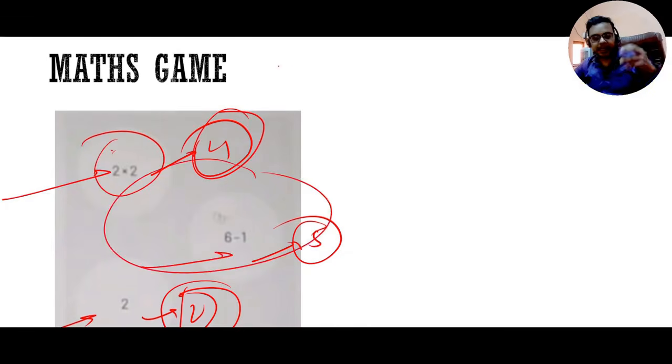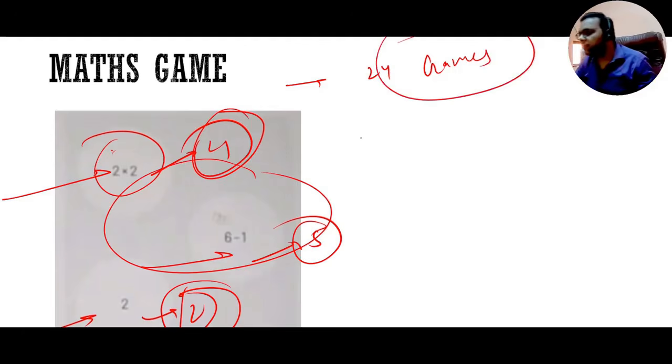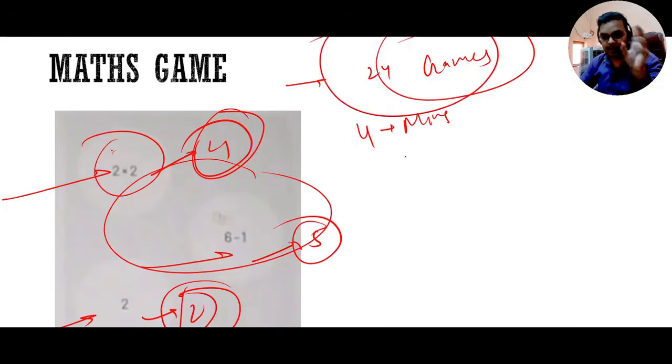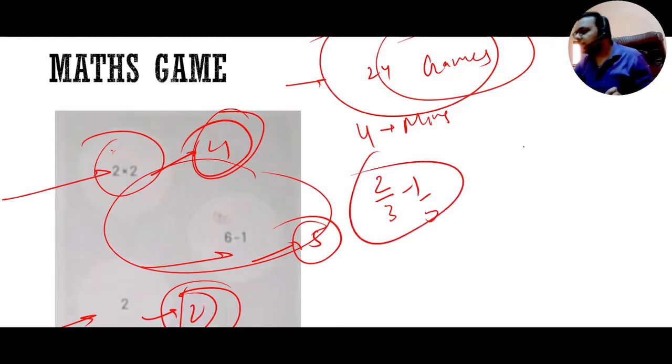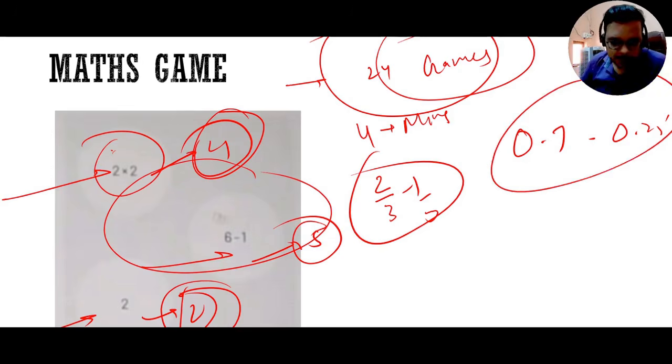Now what is the main catch in this game? You need to complete 24 games within a very small time, around 4 minutes. The starting questions will be in decimal numbers like this, which I am showing, but later you will also get some questions in fractions like 2 by 3 minus 1 by 3, and also decimals like 0.7 minus 0.25. So these kinds of equations you will be getting, so your calculation should be very fast.